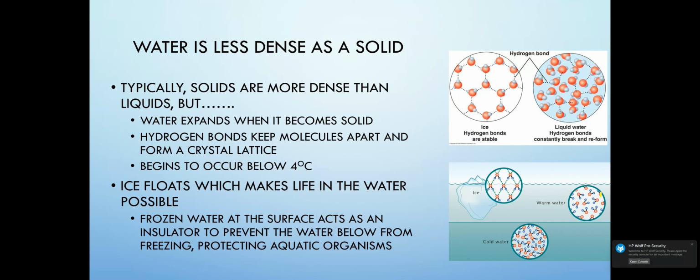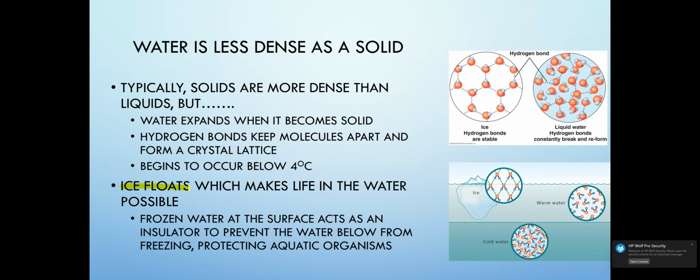Once the temperature begins to drop to around 4 degrees Celsius or below, these hydrogen bonds actually kind of stabilize and they hold those water molecules further apart from each other. So you can see down here what's going on in cold water versus warm water versus freezing water. The hydrogen bonds actually create this lattice-like structure, and so it actually makes the solid form less dense than the liquid form. And so this is the opposite of most substances, okay? So it's something that's kind of unique to water, and so the ice will float.